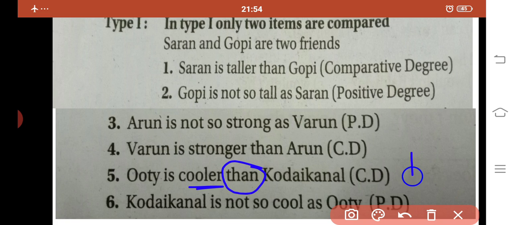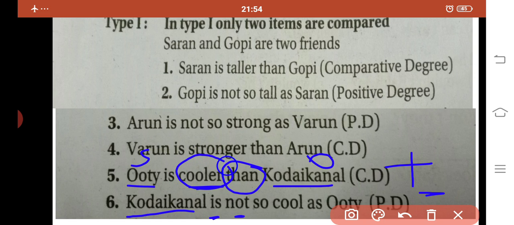Okay, here the sentence is in affirmative form, so we need to change it into negative form. Here Ooty is the subject and Kodaikanal is the object. We bring Kodaikanal to the front of the sentence, and then we put the tense in it, and then we put the negative word not, and we have to make cooler into cool, because it is in a positive form now. So cooler became cool.